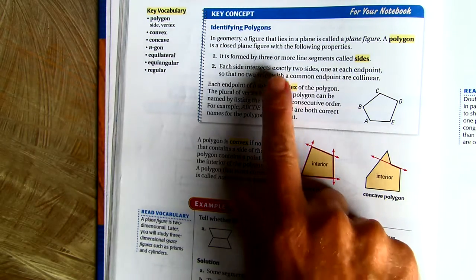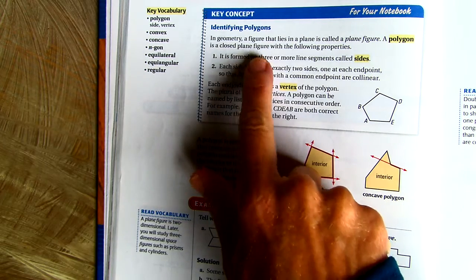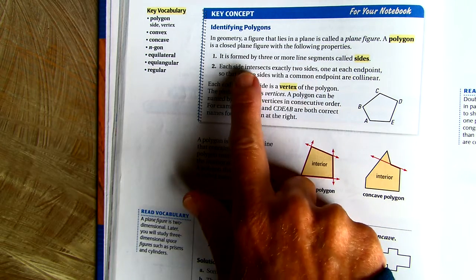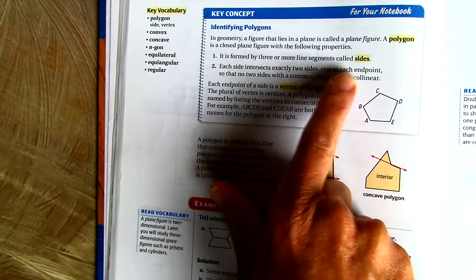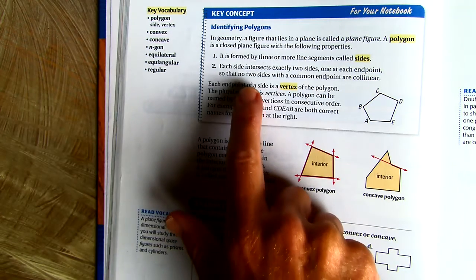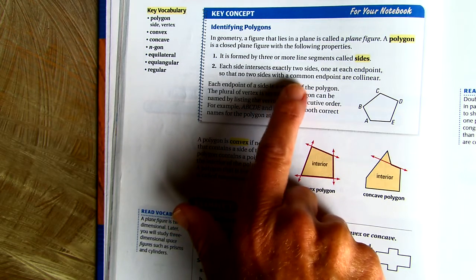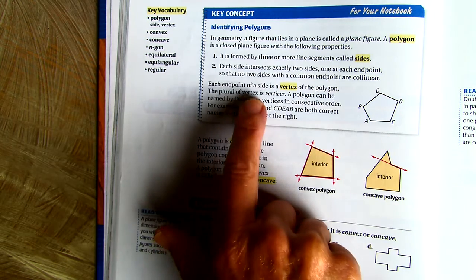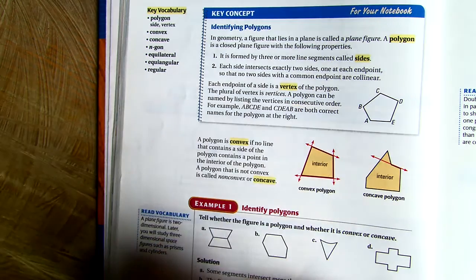A polygon is a closed plane figure with the following properties. Formed by three or more line segments called sides. Each side intersects exactly two sides. Each endpoint is a vertex.